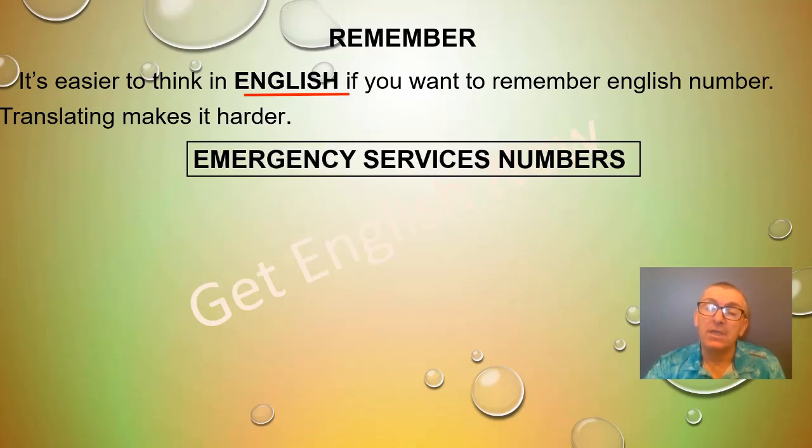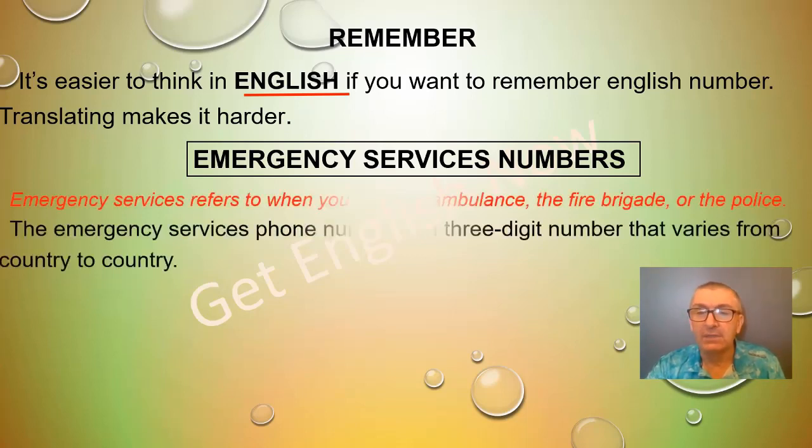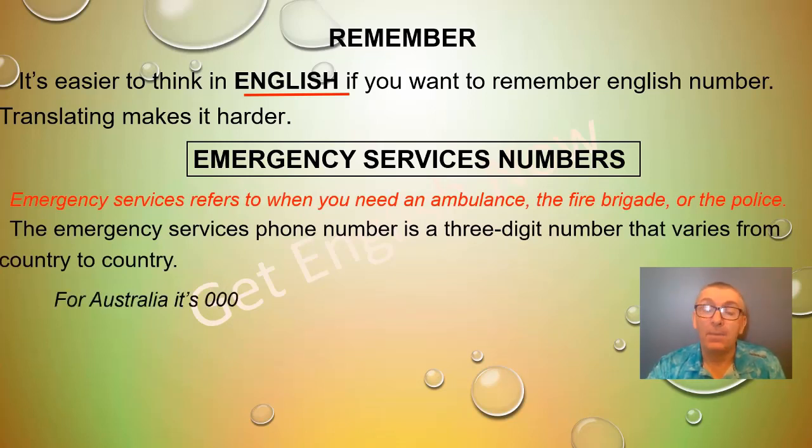Emergency service numbers. Now, if you ever get the chance to travel around the world, please make sure you learn the number for the emergency service in that country. Every country has a different number, okay? They are always, or nearly always, a 3-digit number, okay? And for example, Australia uses 000. Okay, we use 000. When in danger, call 000.